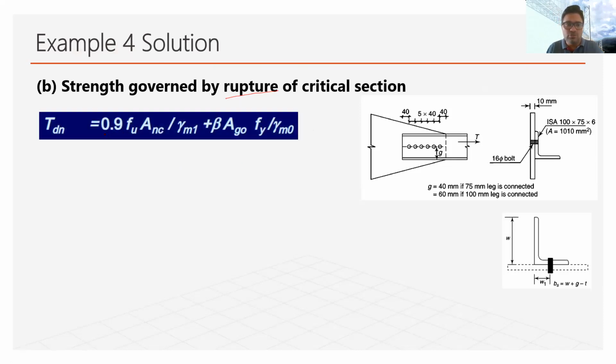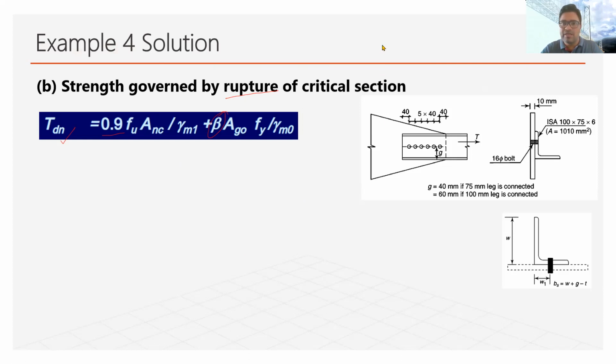This I have also explained in the previous lecture: whenever we are required to find out the rupture strength of the angle section, we use this formula: 0.9 Fu into ANC plus beta AGO into Fy. So beta is the reduction factor, and we will consider how we can find out this beta value.